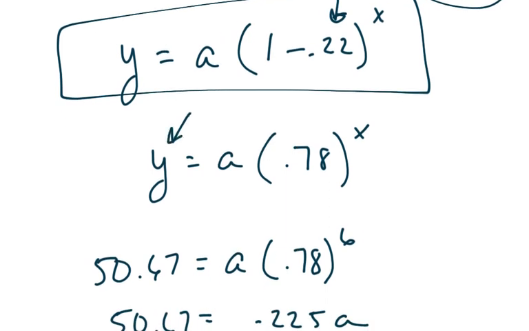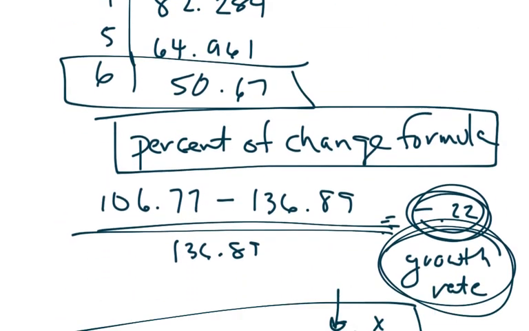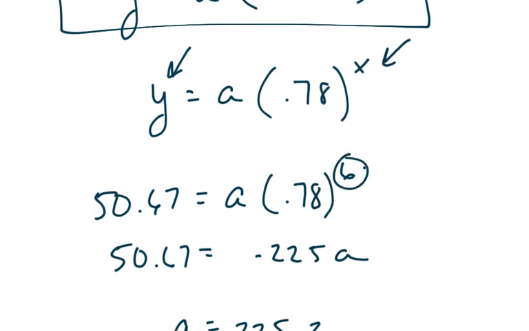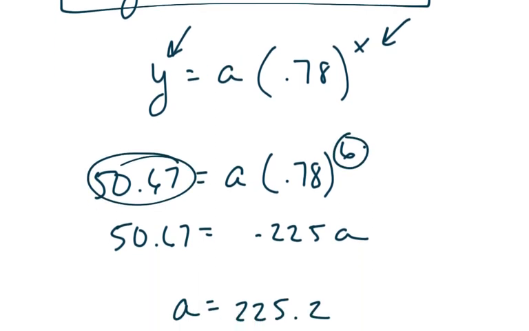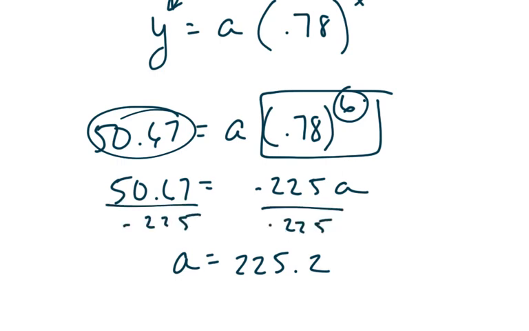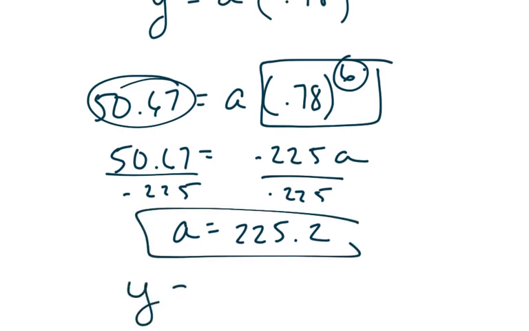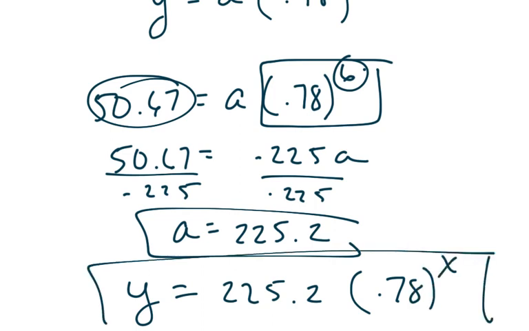Then I'm going to pick an ordered pair from my chart. I'm going to fill in for x and y. So I'm going to use this 6 and 50.67. So I put the 6 in for x. I put the 50.67 in for y. I literally do this on a calculator, and that's 0.225 times a. Then we divide by 0.225, and we get 225.2. So now I can say y equals 225.2 times 0.78 to the x power. That's the equation for that problem. All right?